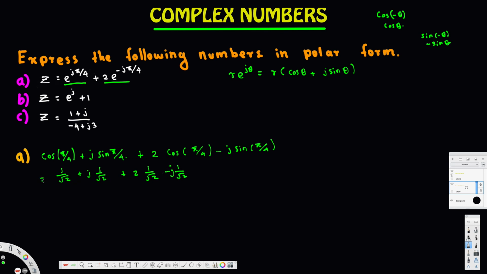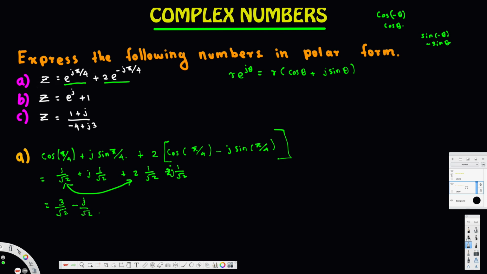Okay, let's add them together. For the real parts, 1 over root 2 plus 2 times 1 over root 2 gives us 3 over root 2. So this is our real part. Let's add the imaginary parts: j 1 over root 2 minus j 1 over root 2, and I forgot to do one thing. When I do the multiplication, r times cos theta plus j sin theta applies to the whole thing, so there should be a 2 right here. So we have j 1 over root 2 minus 2 j 1 over root 2, which gives us negative j over root 2. So this is the complex number we derive.